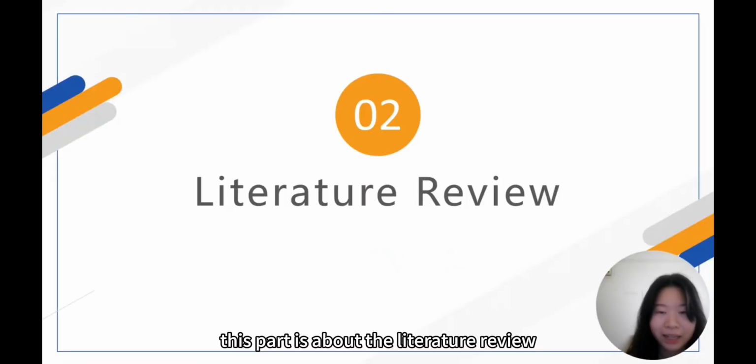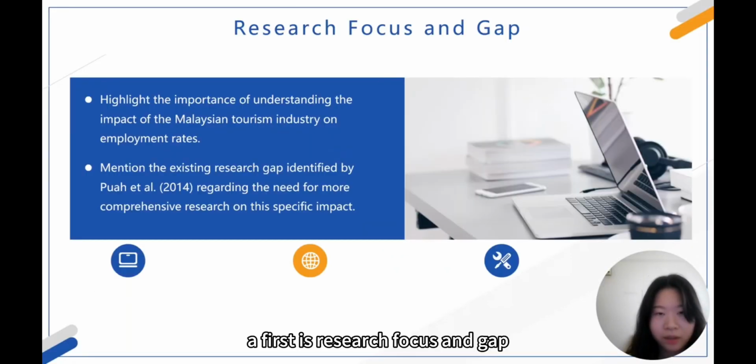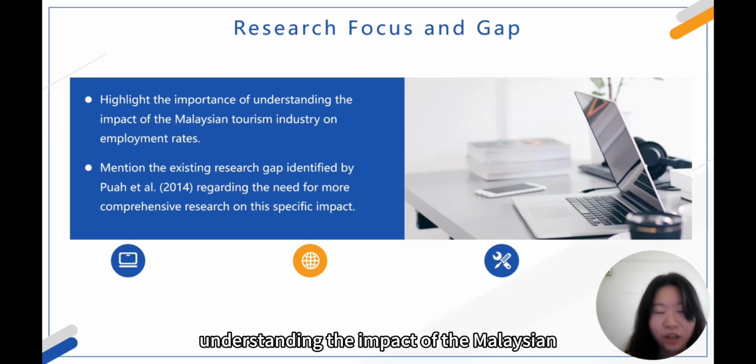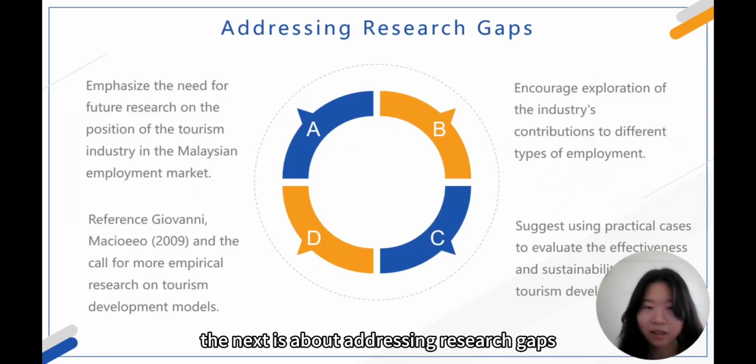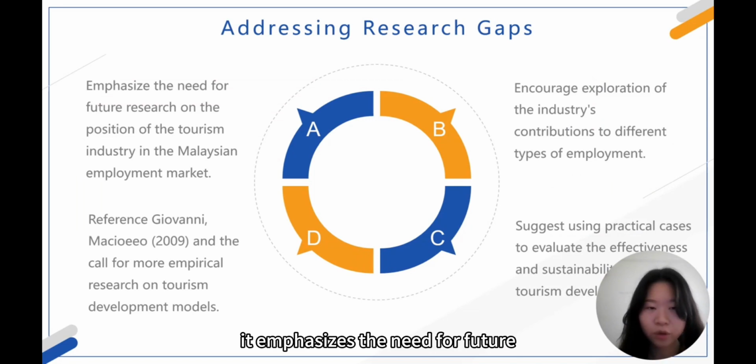This part is about the literature review. First is research focus and gap. It highlights the importance of understanding the impact of the Malaysia tourism industry on employment rates, and it mentions the existing research gap regarding the need for more comprehensive research on this specific impact. The next is about addressing research gaps. It emphasizes the need for future research on the position of the tourism industry in the Malaysia employment market.